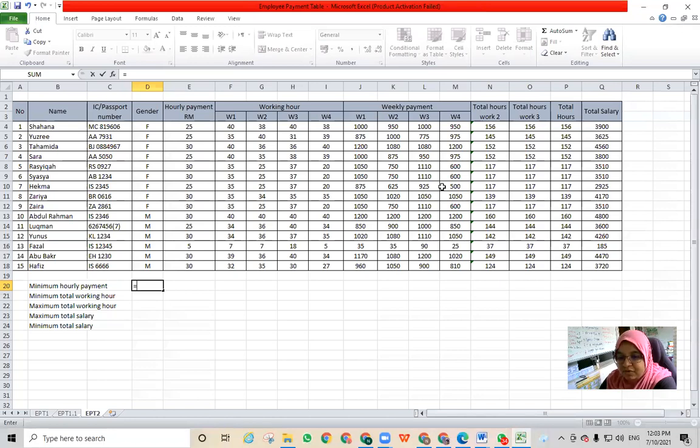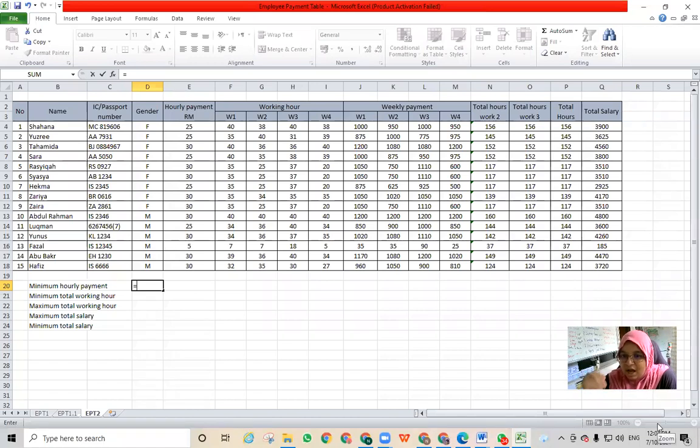As usual, we start with the equal sign. The equal sign tells the spreadsheet, I want you to calculate this for me. When we talk about hourly payment, we talk about all of this from up to down, from all the employees that we have. I want to know who among these got the lowest payment of all. Mirror, mirror on the wall, spreadsheet on the wall, who got the lowest payment of all? Someone said number 13.